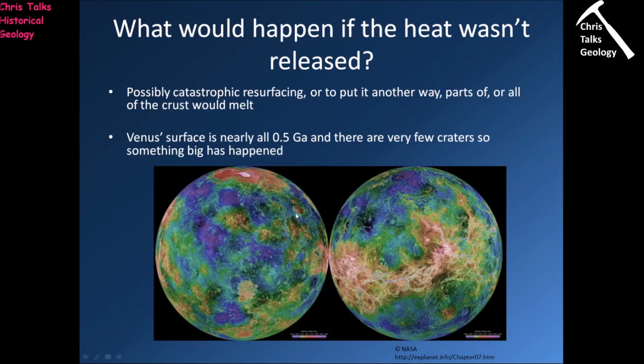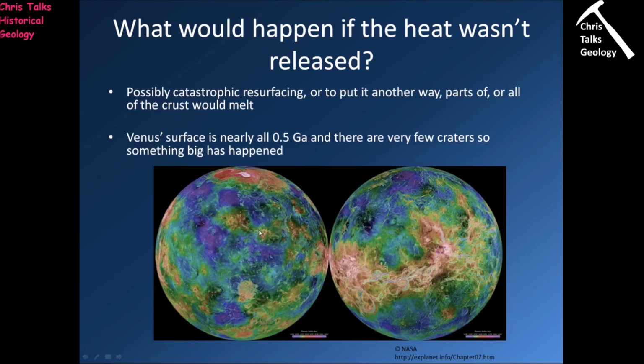The process that we believe occurred is something called catastrophic resurfacing. Catastrophic resurfacing is simply that the mantle got so hot that it actually caused the crust to melt. So it melted all or a significant portion of the crust of Venus. About 500 million years ago, Venus's mantle reached a temperature where it started to melt the crust, and so the crust melted.